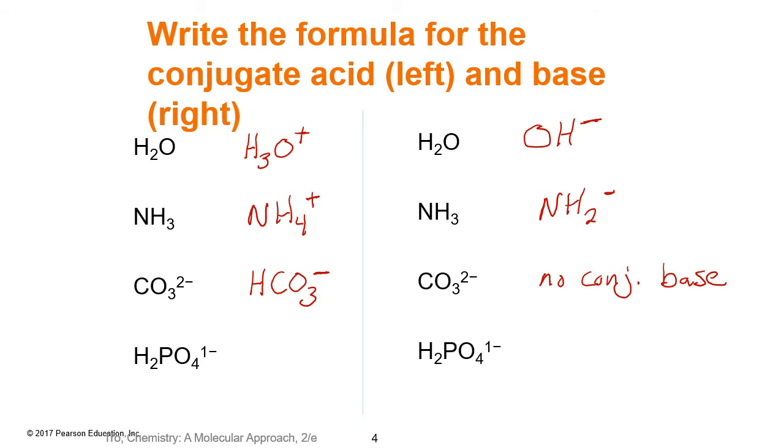All right. If we're going to write the conjugate acid for H2PO4 minus, again, we're going to add a hydrogen, becomes phosphoric acid. We increase the number of hydrogen and increase the charge by 1. For writing the conjugate base, we're going to decrease the hydrogen and decrease the charge by 1.